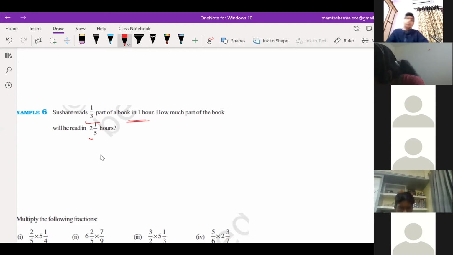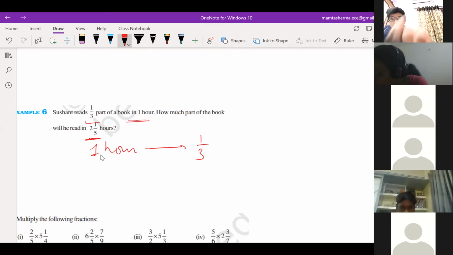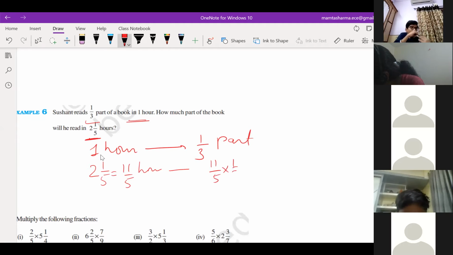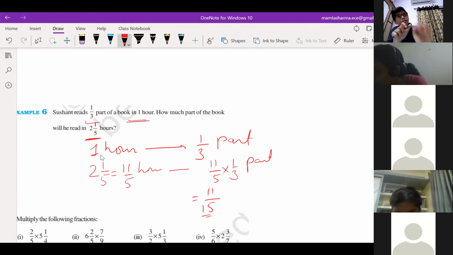See what we have done here, children. Sushant reads 1/3 part of a book in 1 hour. So in 1 hour, he reads 1/3 part. In this much of hour, how many parts of the book will he read? So in 2 1 by 5 hours, that is 11 by 5 hours, he will read 11 by 5 into 1 by 3 part. That's it. Simple multiplication. 11 by 15. Or you can convert this into mixed fraction.